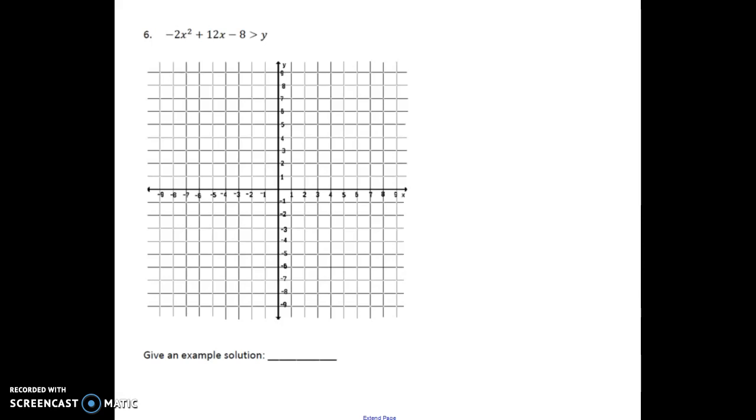So I'll highlight some of the things that we should know from it. We should know the axis of symmetry: x equals negative b over 2a, so negative 12 over 2 times negative 2. So 2 times negative 2 is negative 4. Negative 12 divided by negative 4 is 3. So our vertex is going to be 3 comma, and when we plug that in, we actually get out 10. So we'd have a point up here at (3, 10).